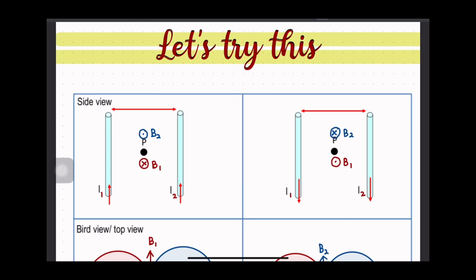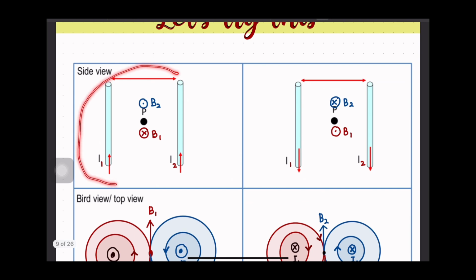Okay, let's try this. This is the diagram of the side view. As you can see, the current is flowing in the same direction, going up, and when you use the right hand grip rule, we can determine the direction of B. For B1 is into the page and B2 is out of the page.